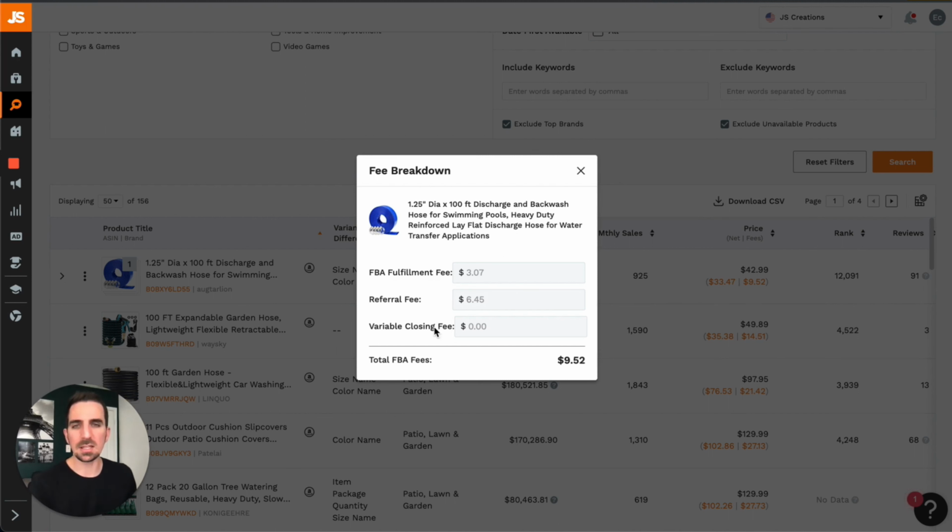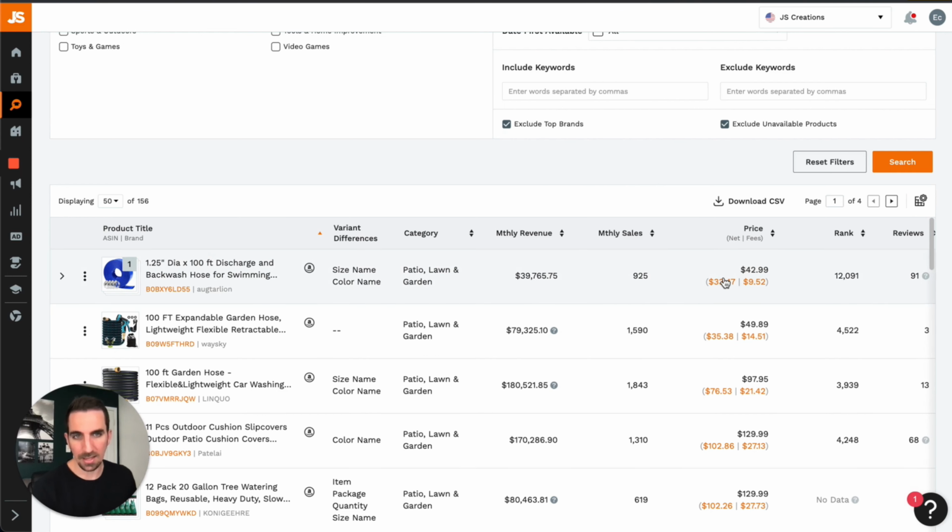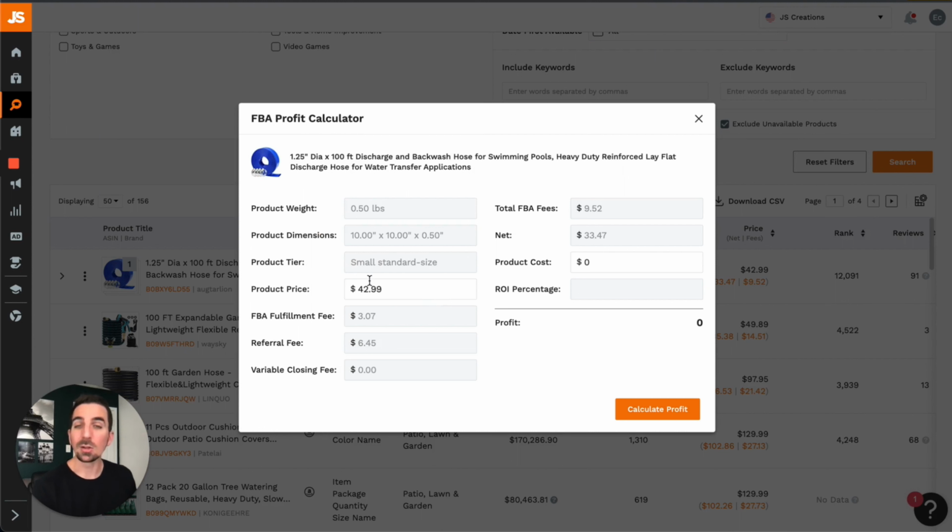I have never seen a product with a variable closing fee, but just in case that was in there, you would see that reflected here as well. So to be aware, this person is charging almost about $43 for this product, but they are paying Amazon about $9.50 for every sale they make. So knowing that, we could then click on the left number, look at the profit calculator, which again includes those fees, but it also will let you play with the selling price and the product cost.